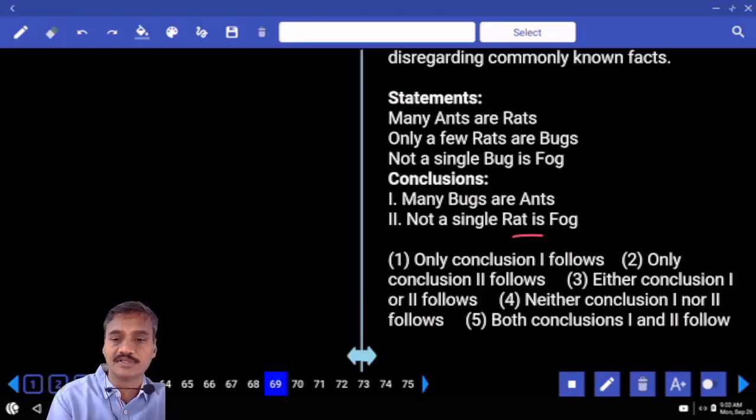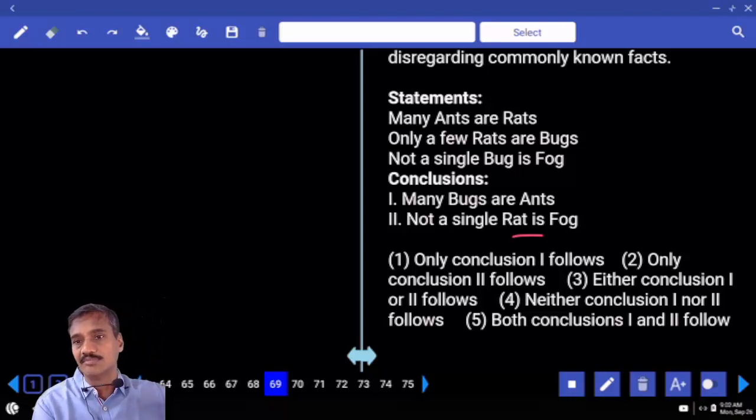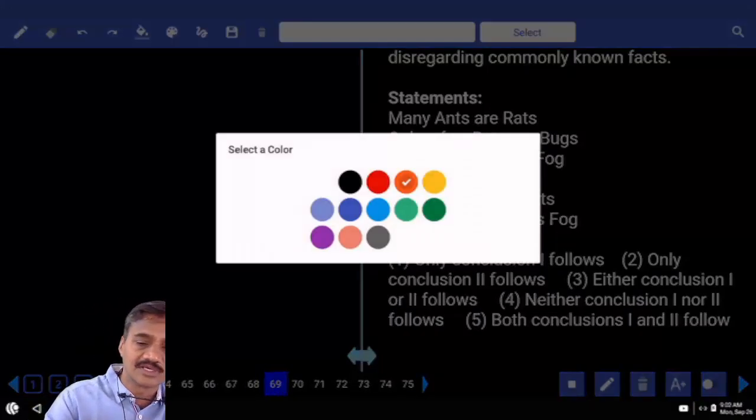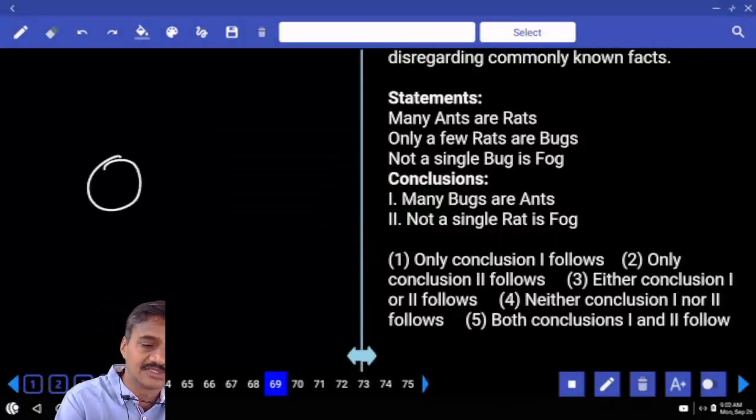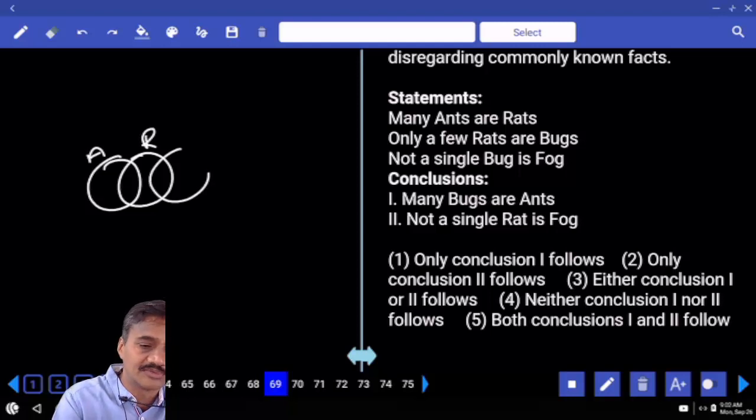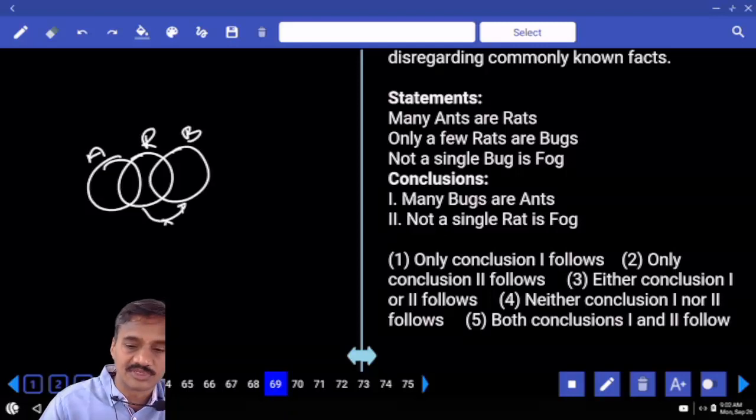And 69, many ants are rats. Many ants are rats means some of the ants are rats. Some ants are rats can be written like this. These are the ants that are rats, ant and a rat. And only a few rats are bugs. Some rats are bugs, but not all.